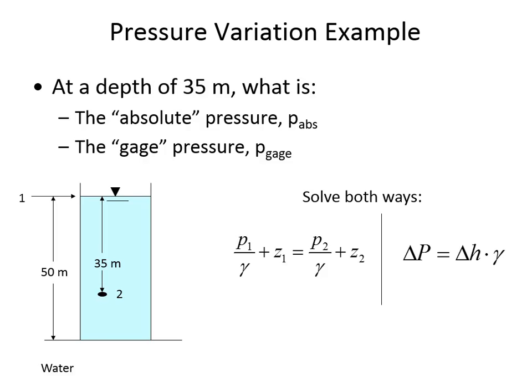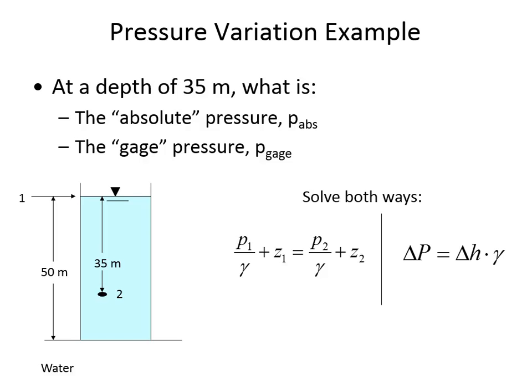What is gamma, the typical gamma for water? 9810, and the units? Good, newtons per meter cubed. That might even be on a quiz sometime, if a quiz was headed your way. All right.